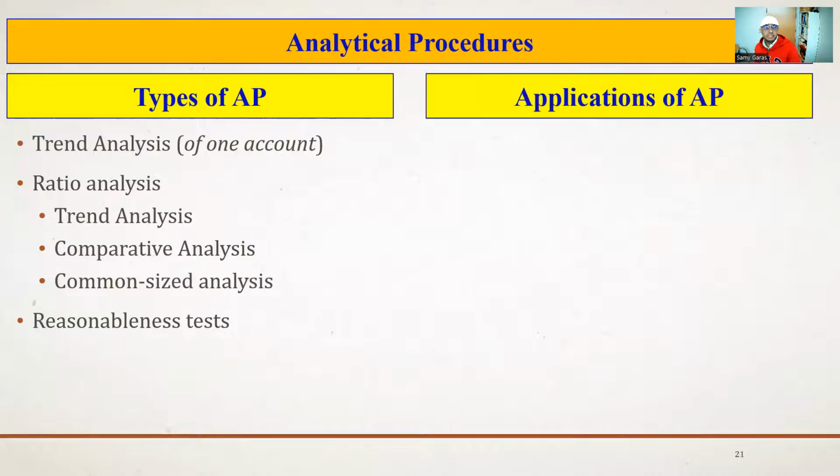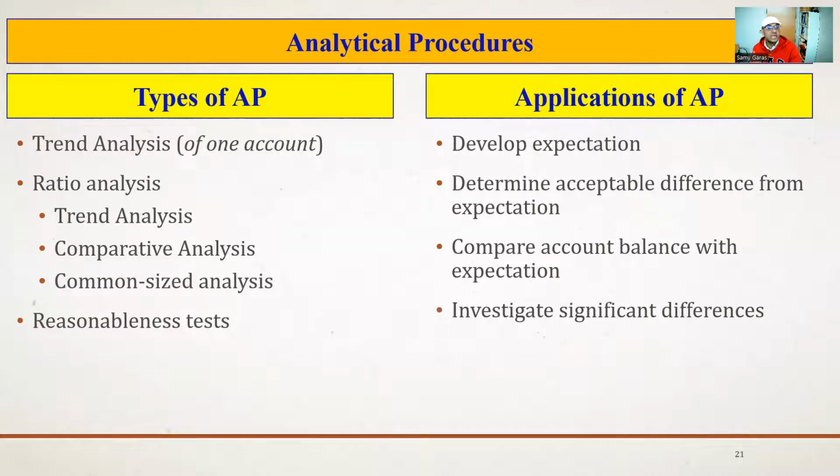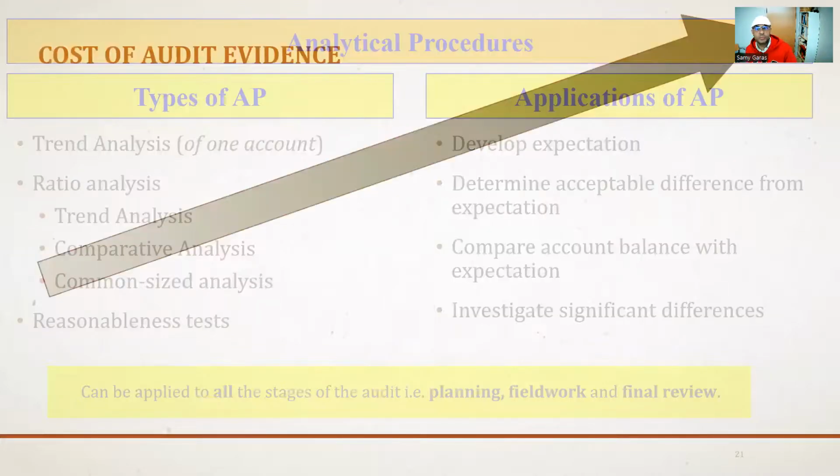And then we make reasonableness tests, and the application here of the analytical procedure will help the auditor to develop expectation, determine acceptable difference from expectations, compare the account balance with expectations, and investigate the significant difference. We can do it throughout all the stages of the audit, whether at the beginning or during the work or at the end. So this is in brief what we mean by the different types of evidence that we can collect, whether we trust the control or there is absence of control.